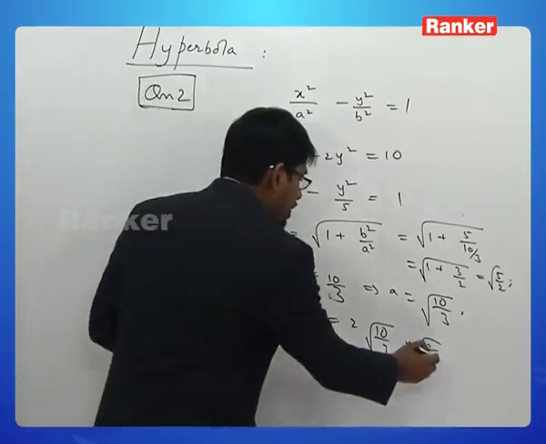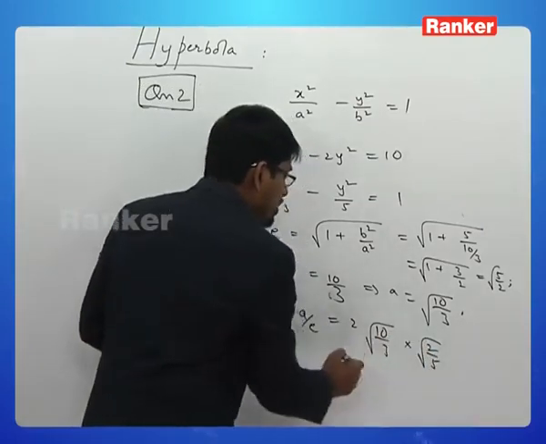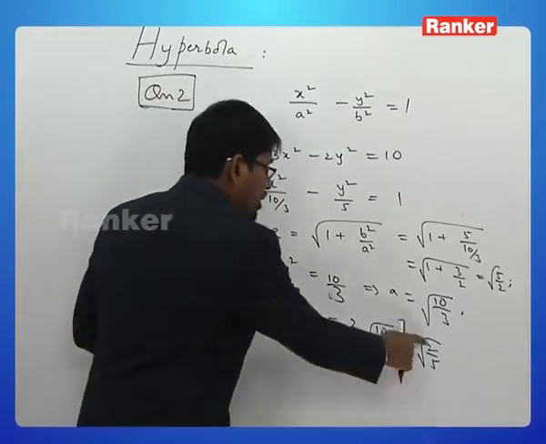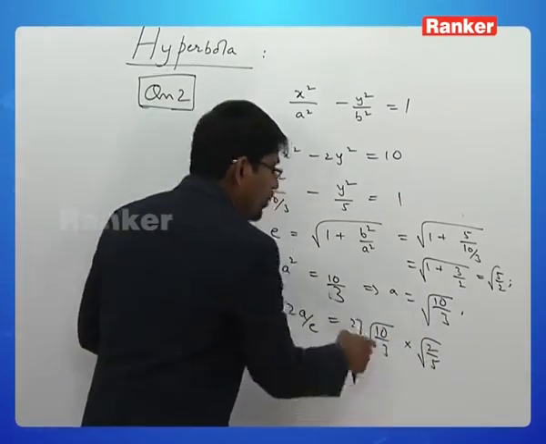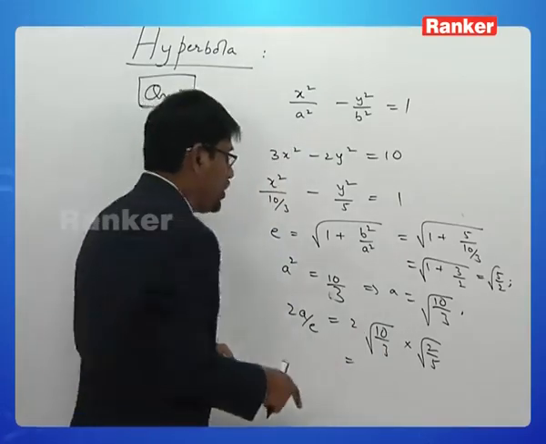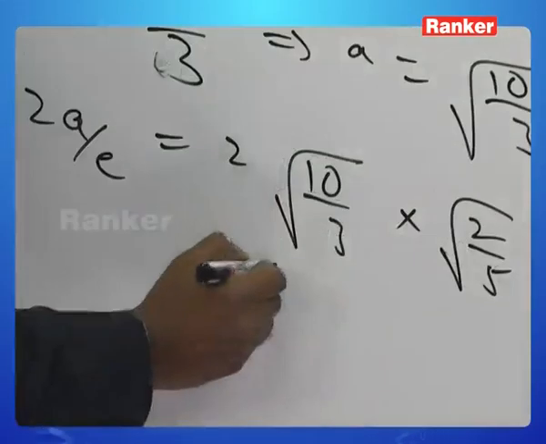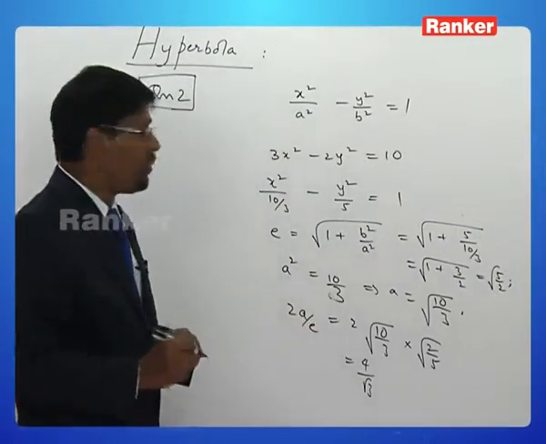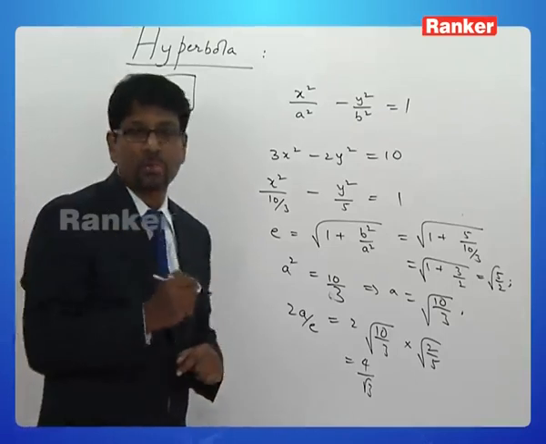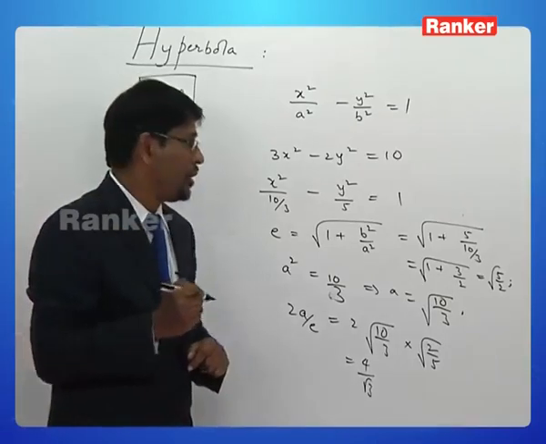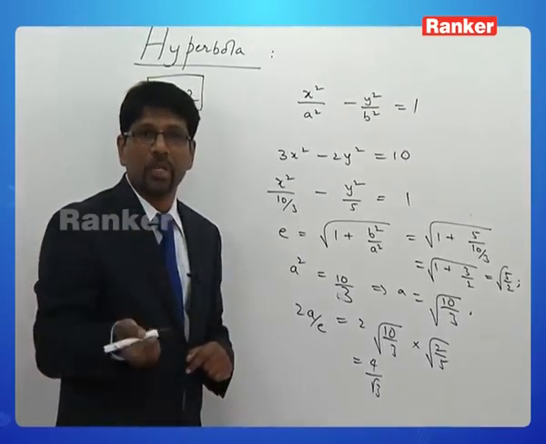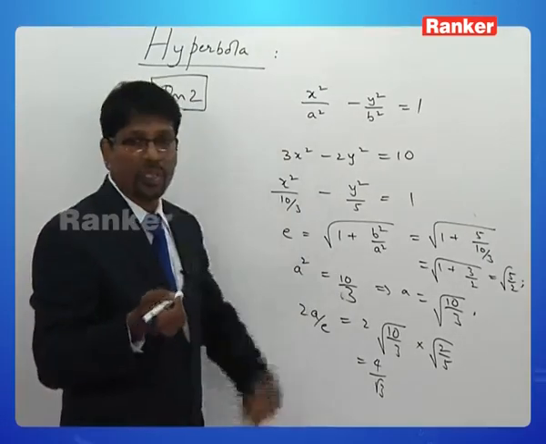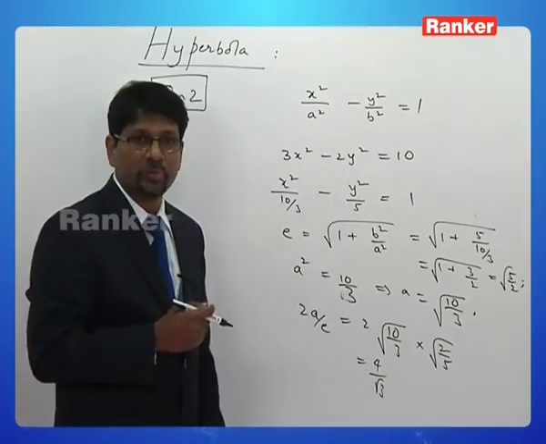So here we are getting 10 into 2 by 5, that makes it 4. Under root of 4 is 2. So we have 2 into 2, 4 by root 3. So 2a by e is coming out to be 4 by root 3. So it is in the second option that we have the answer. We are doing this by verification. It would have become a little longer if we had gone for the direct method of approach.